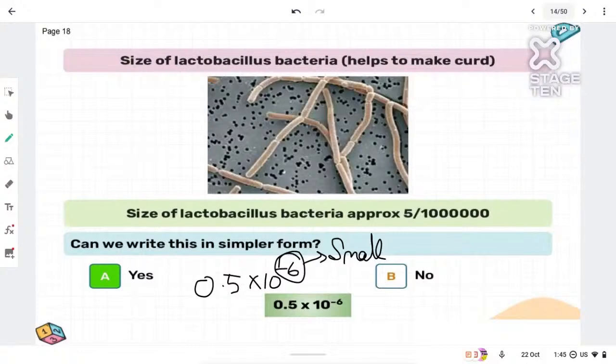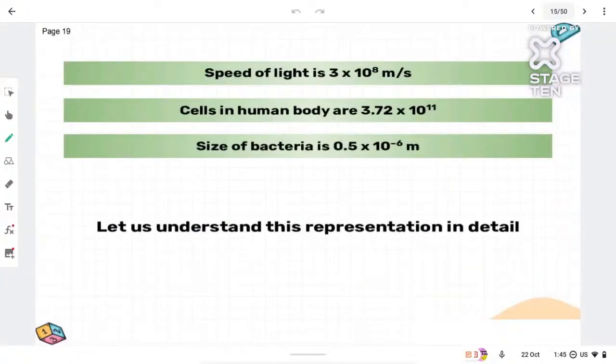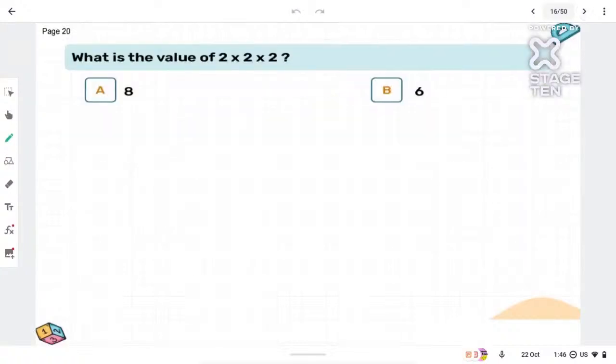Okay, everyone clear? In the chat box, is everyone clear why we use the exponents and everything? Yes, no, tell me. So here you see speed of light 3 into 10 raised to 8. Cells 3.7 into 10 raised to 11. Size of bacteria 0.5 into 10 raised to minus 6, right? Now we have to understand in this chapter how we represent these things in detail. Okay, very good, Deepa. Others also reply. Everyone clear or not? Okay. Now, look over here.